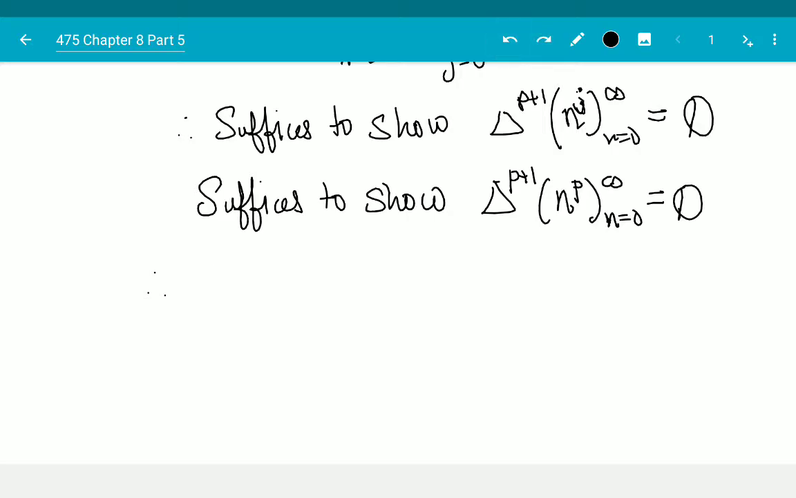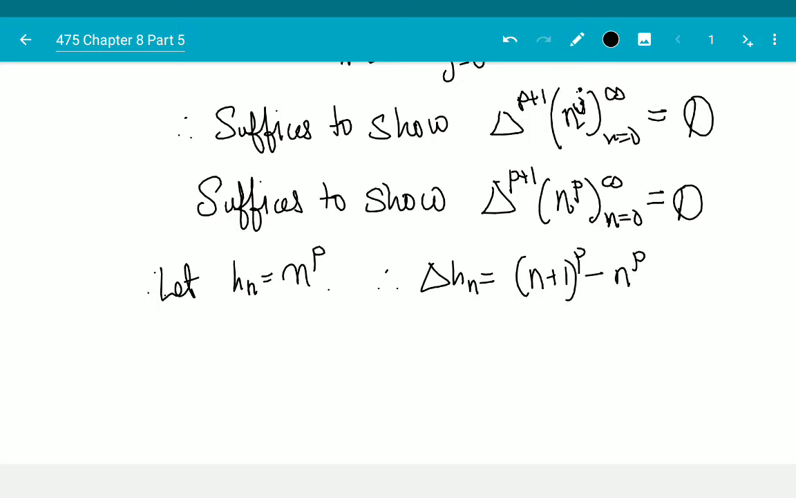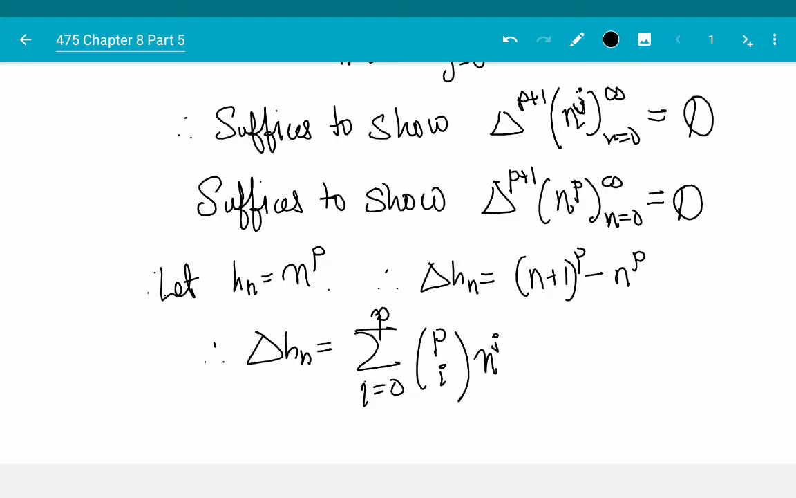let h_n equal n to the power p. Therefore, delta h_n is equal to (n plus 1) to the power p minus n to the power p, which, since we know the binomial theorem, is equal to the sum from i equal to 0 to p of p choose i, n to the i, minus n to the p.